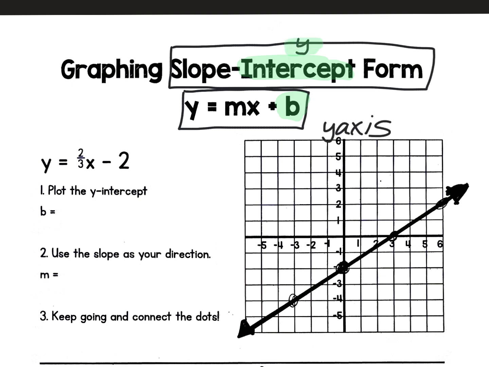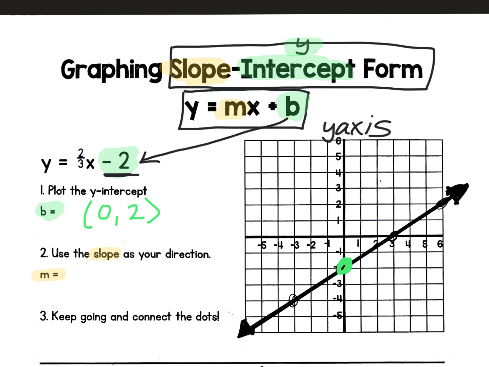The y-axis is this vertical axis right here. So the y-intercept, which in this case, in this equation is going to be right here at -2, you can see that the line hits the y-axis right here at -2. So the y-intercept occurs at the coordinate 0, -2. And then the m in the equation stands for the slope.